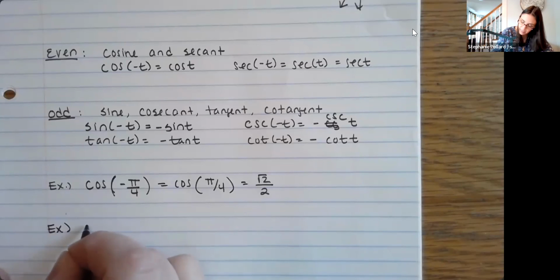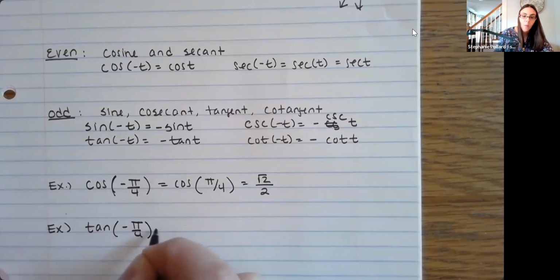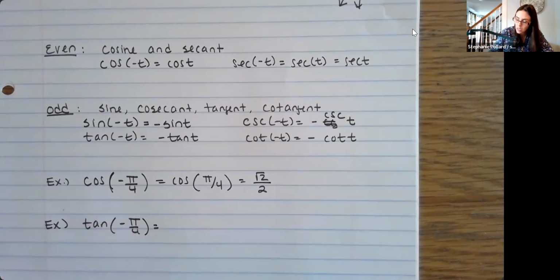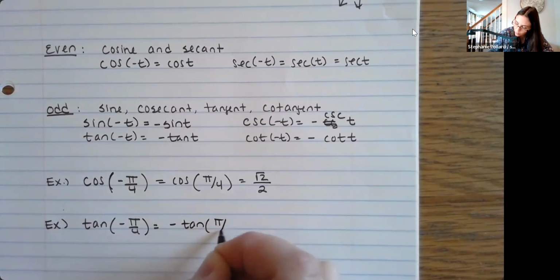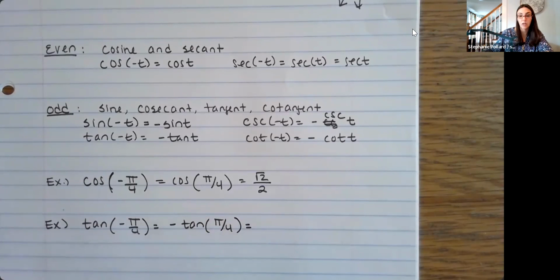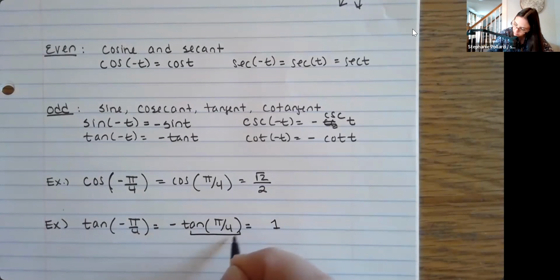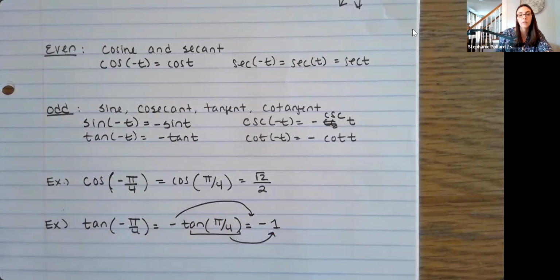Let's say I did tangent of negative pi over 4. Well, tangent is an odd function. So what happens is basically that negative sort of comes out. It's negative tangent of pi over 4. Now we did tangent of pi over 4 just a minute ago. It was 1. So this part is 1. And then that negative is going to tag along there, -1.